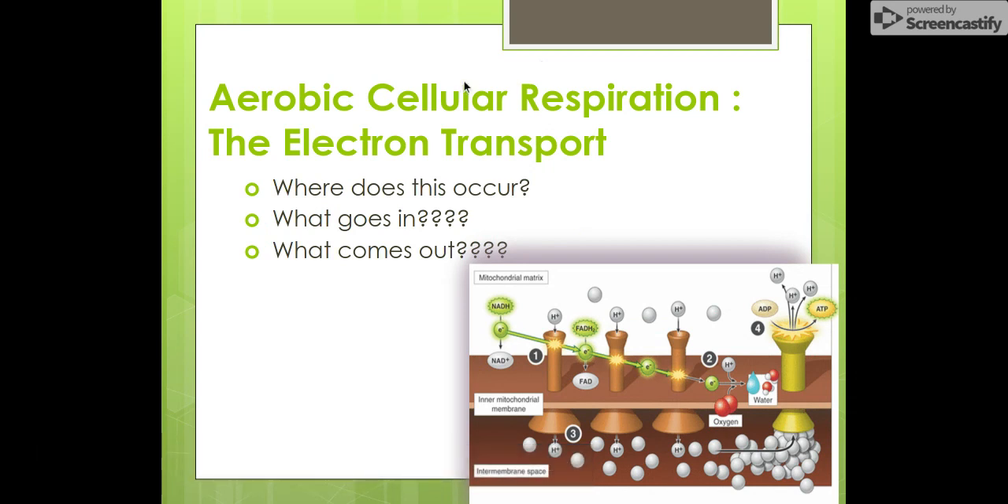Now we jump into the electron transport chain. This is happening in the inner membrane of the mitochondria. What goes in, we're taking all these NADH, these FADH2s, and we're producing most of our ATP here.